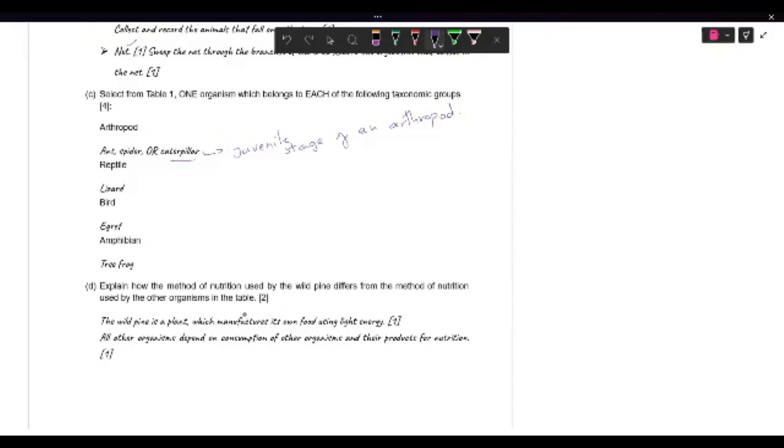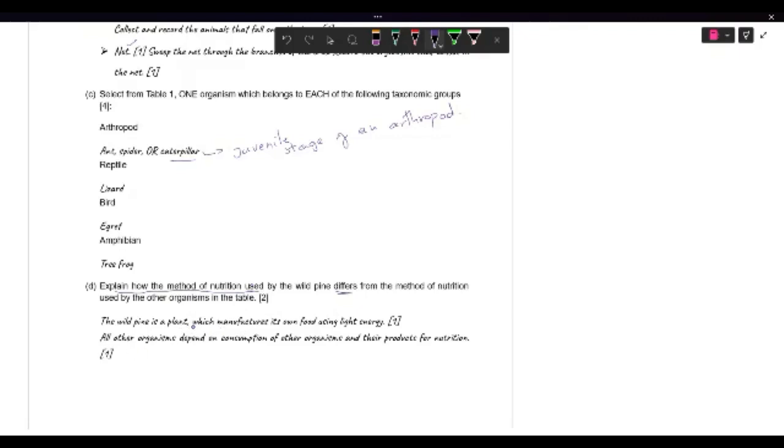Now notice I didn't just name it. I didn't just say, well, it's a plant, so therefore it does photosynthesis. Because remember how the question is worded. It is asking you to explain how the method of nutrition used differs. So by just stating it's photosynthesis, or autotrophic nutrition, wouldn't really tell me how it differs from the other type of nutrition. So this is where you have to describe what we mean by autotrophic versus heterotrophic, right? And this is what we're doing here, right?